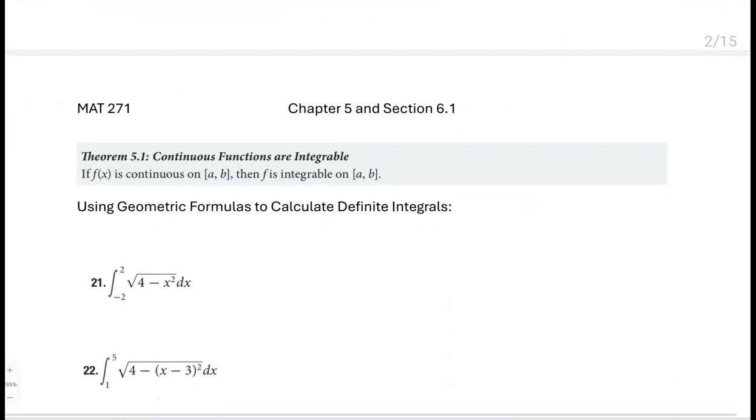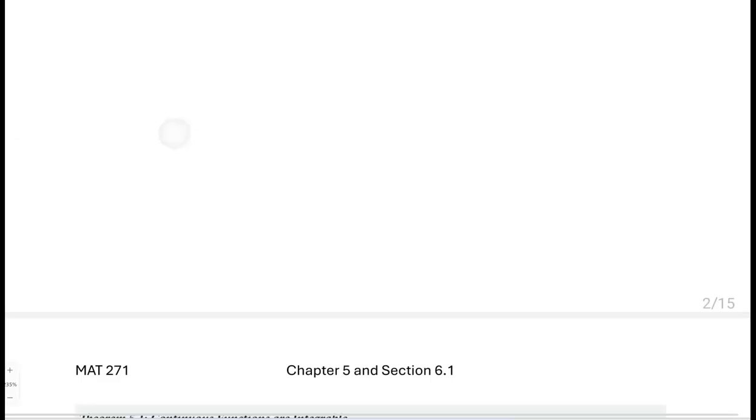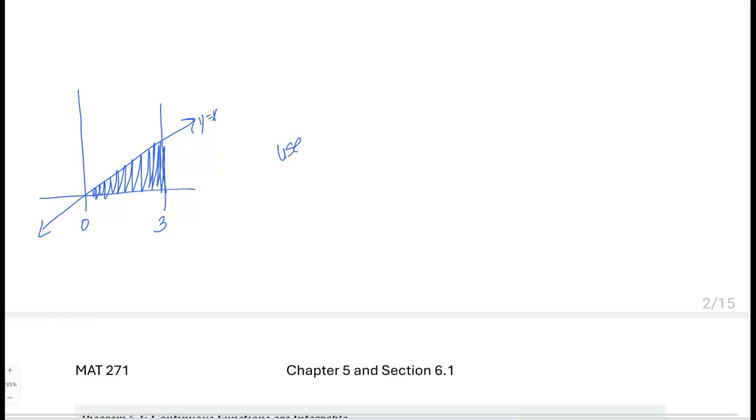But what if it were a circle? Or what if it were a rectangle? Then maybe I could figure it out. What if my graph was something like this? Maybe looking at y equals x, and I'm looking at what's happening between 0 and 3. The area under the curve, and again, that means between the curve and the x-axis, would be this, and that would be really easy for us to figure out the area for. So we would do that by using a geometric formula.